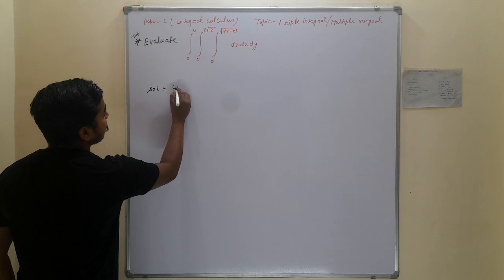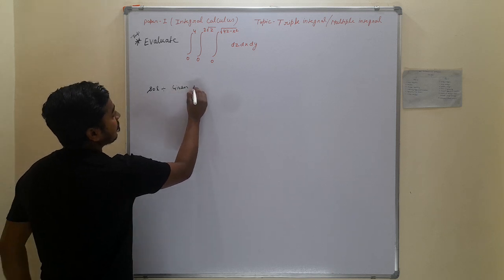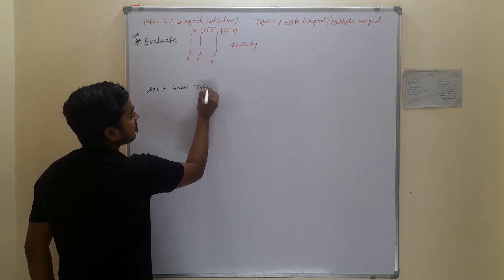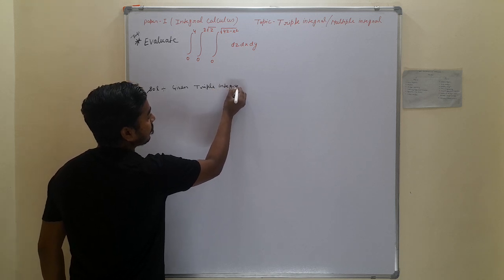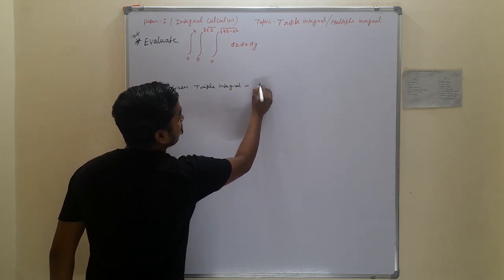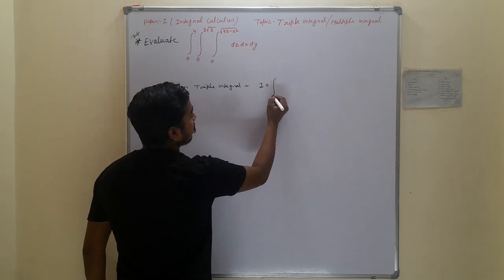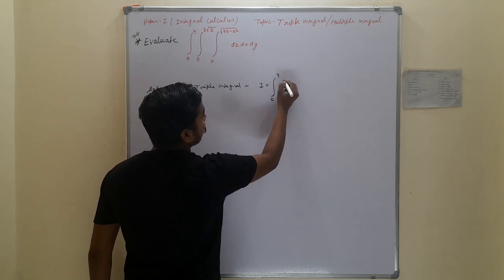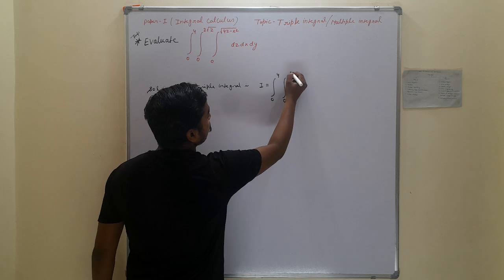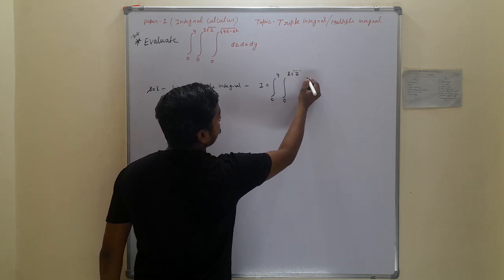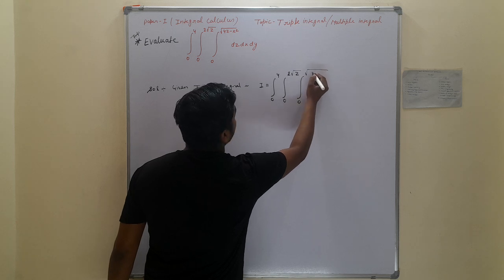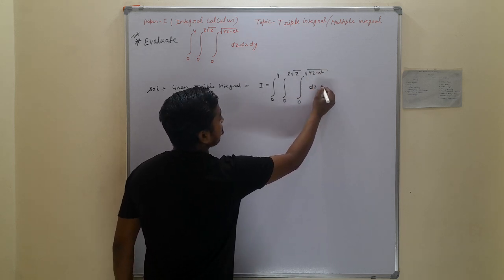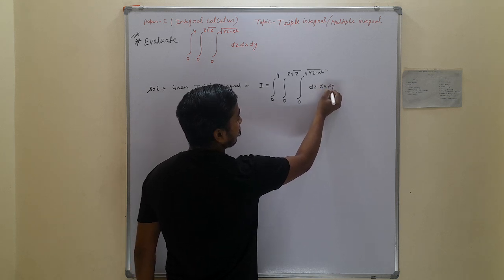The given triple integral is I equals the integral with limits 0 to 4, and 0 to 2 root z, and 0 to under root of 4z minus x square, dz dx dy.